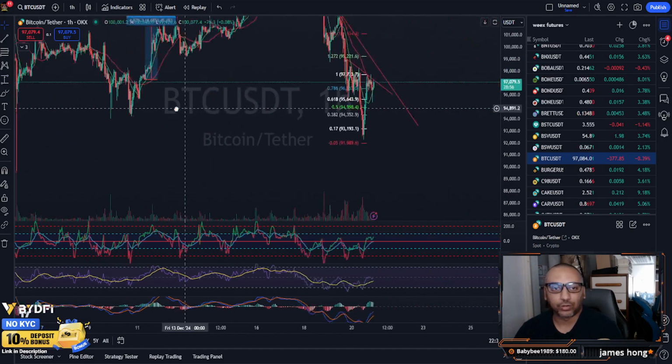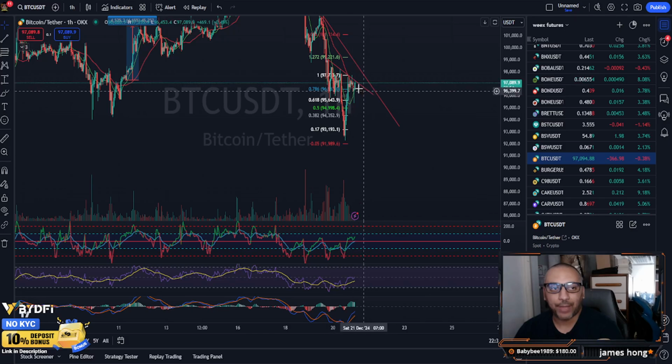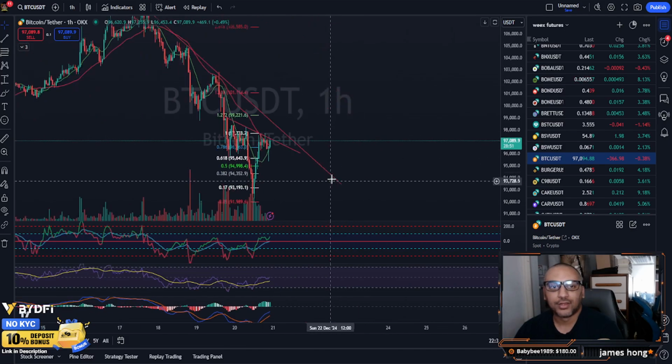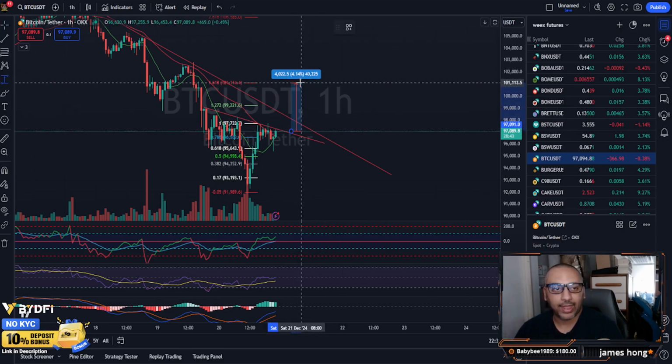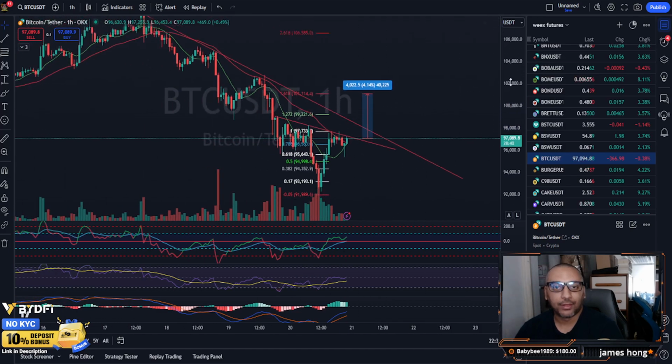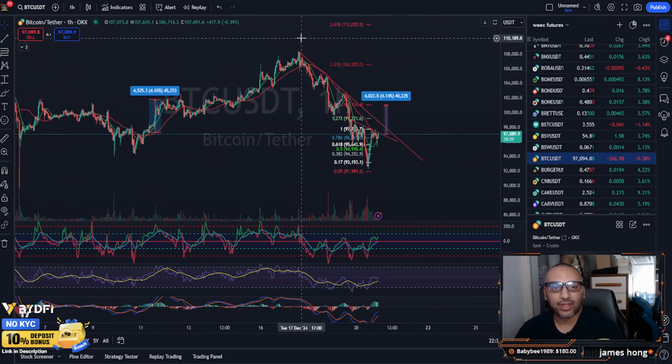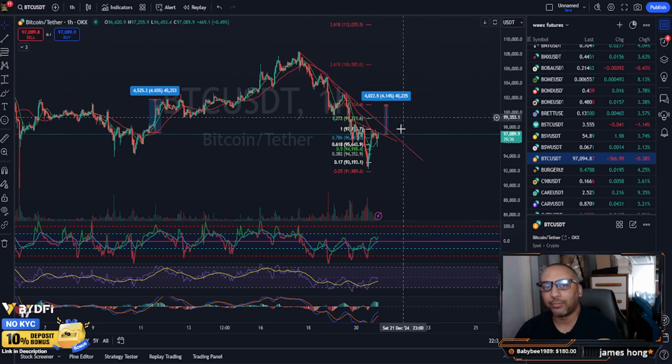So this is what we're looking for over here. Currently about to get a bullish cross. So this means not only do we have the possibility of Bitcoin moving up anywhere between 2 and 4%, but now we still have this downtrend that would be broken out.